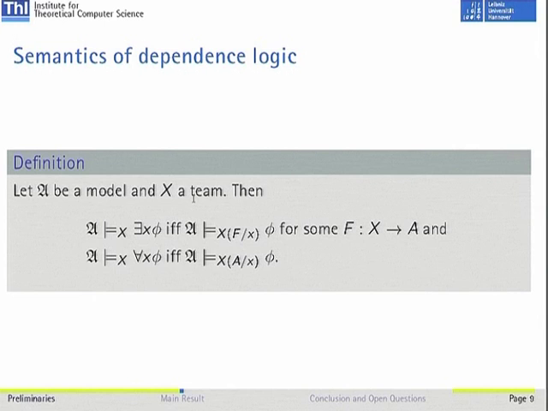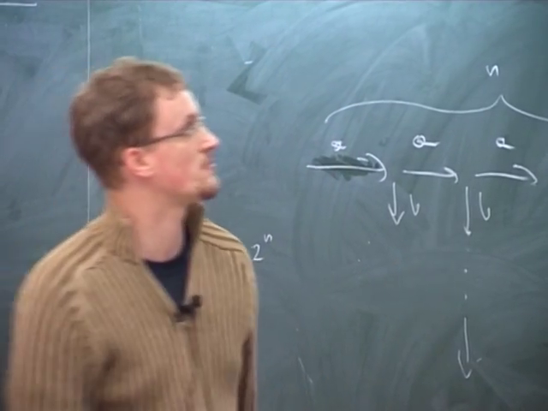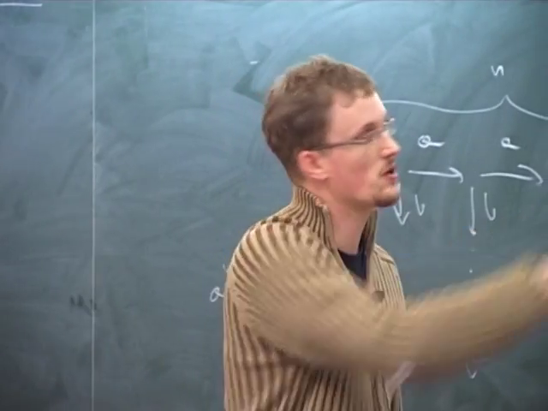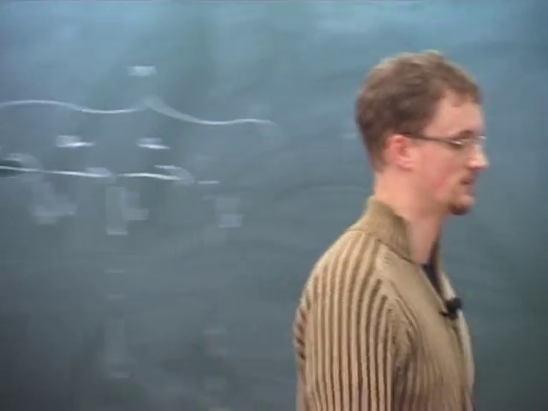And the for all quantifier is defined very similarly: we say A models for all x phi if and only if it models phi on the blown up team where we insert every value from the domain. So there's this for all.